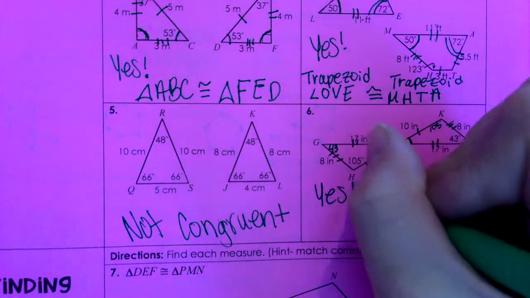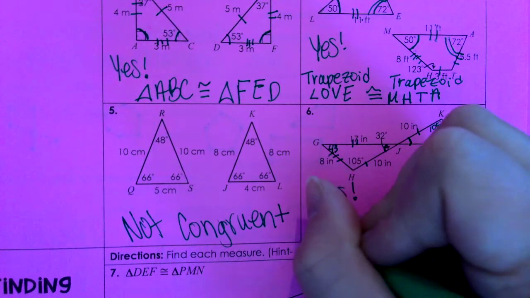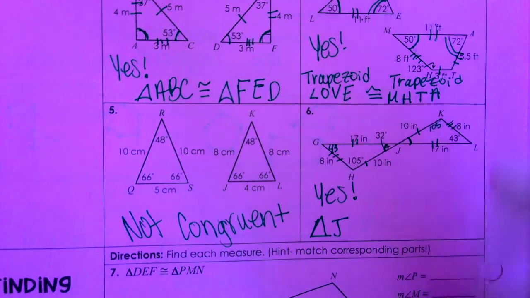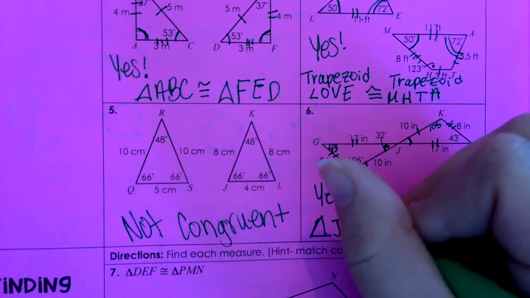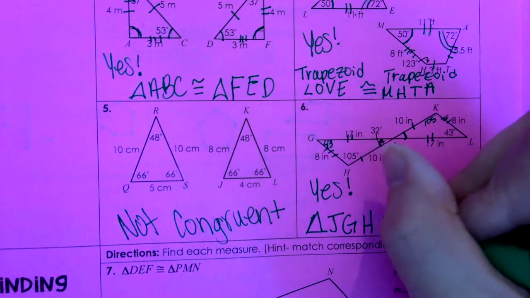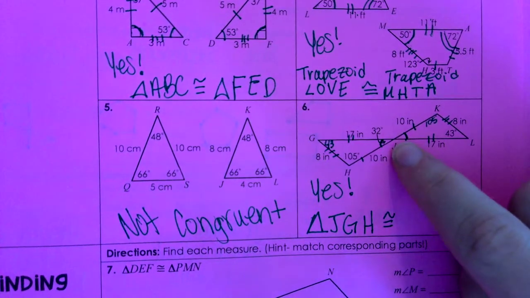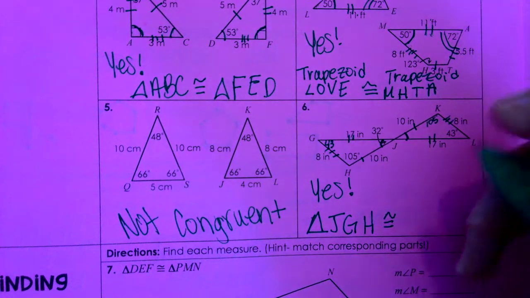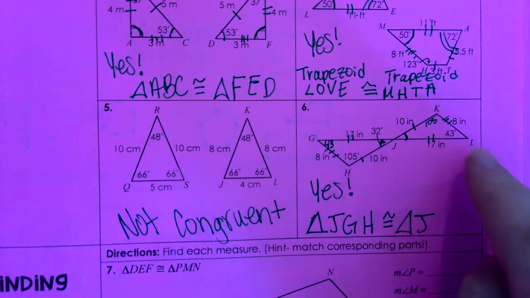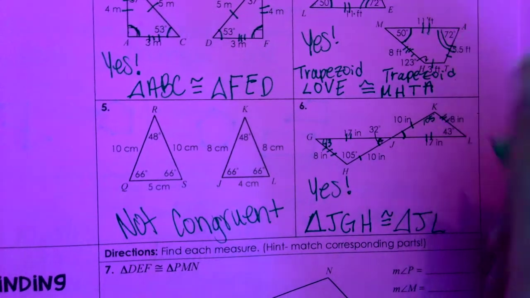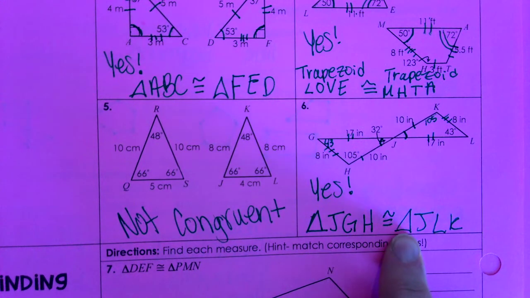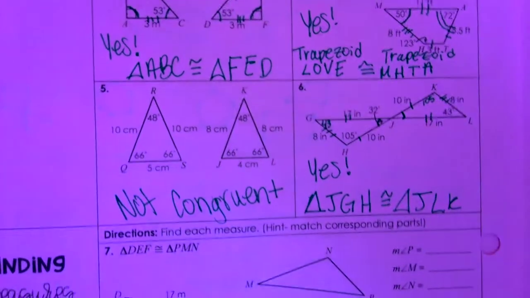So I have to write my congruency statement now. I'm going to start with my 32 degrees. So I have triangle J. I'm going to go along my 17 to G and then down to H. That's going to be congruent. The nice thing about this is that triangle J is going to have to also start on the other side. So I'm going to start with J, go along my 17 to L, and then over to my K. So triangle JGH is congruent to triangle JLK.